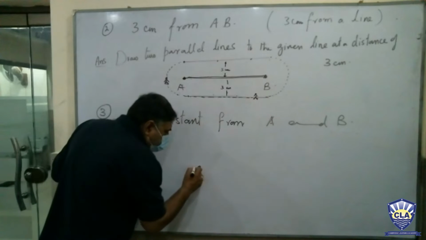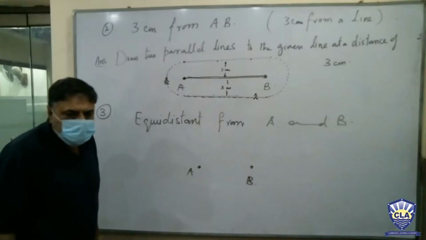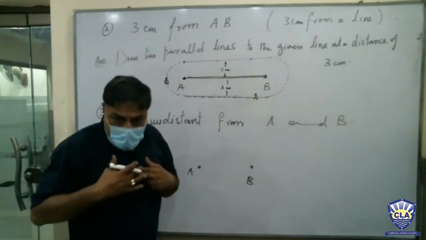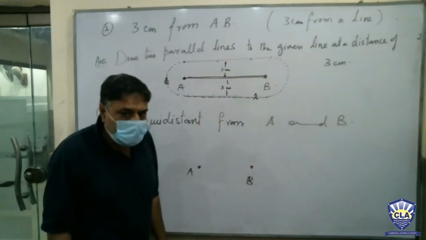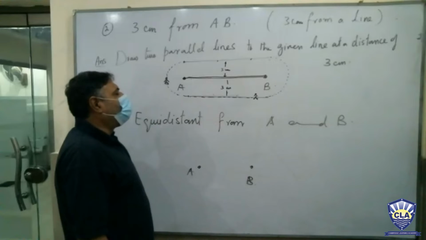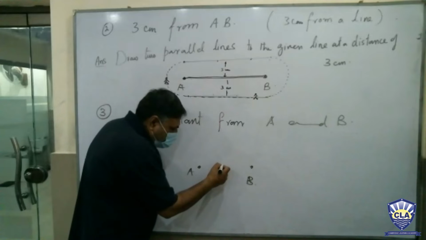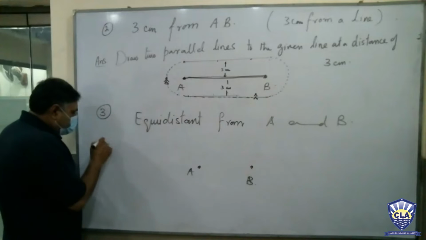If these are the two points, Amar bhai, yes, sir. These are the two points, A and B. Okay. So you said equidistance from. I am equidistant from A and B. Where you are? From you. Equidistance from A and B. Answer.